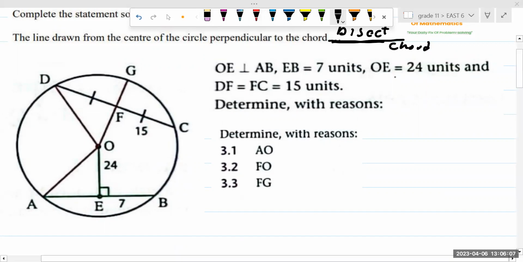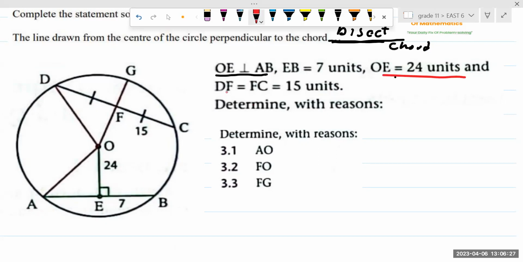Mohau, can you take us through the statement here? I will just highlight whatever it is that you are saying. They say OE is perpendicular to AB, and EB is equal to 7 units, and OE is equal to 24 units, and DF is equal to FC. Therefore, it's equal to 15 units. Okay, so let's do question 3. We need to determine with reasons.